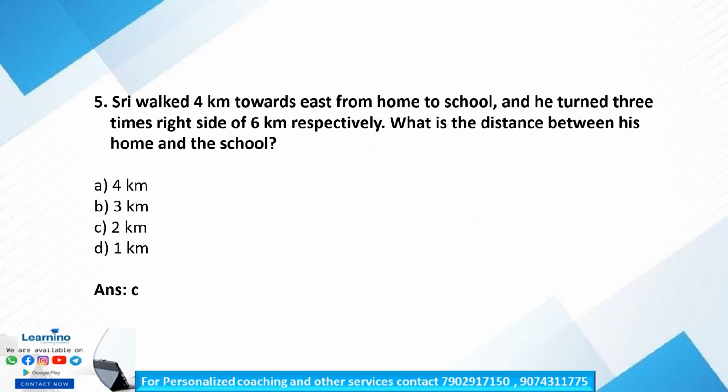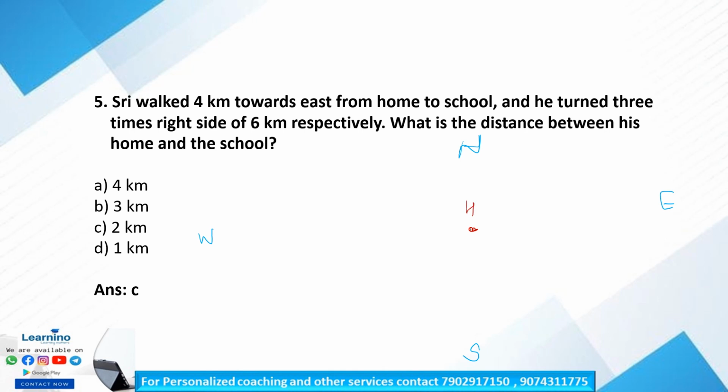Question number 5. Sri walked 4 kilometers towards east from home to school. He turned 3 times right side of 6 kilometers respectively. What is the distance between his home and the school? For a question like this, we have to mark the directions first: north, south, west and east. Let us consider this be the starting point.